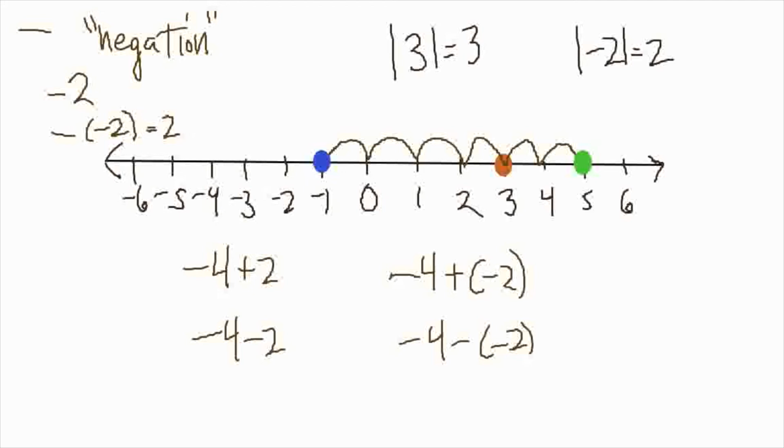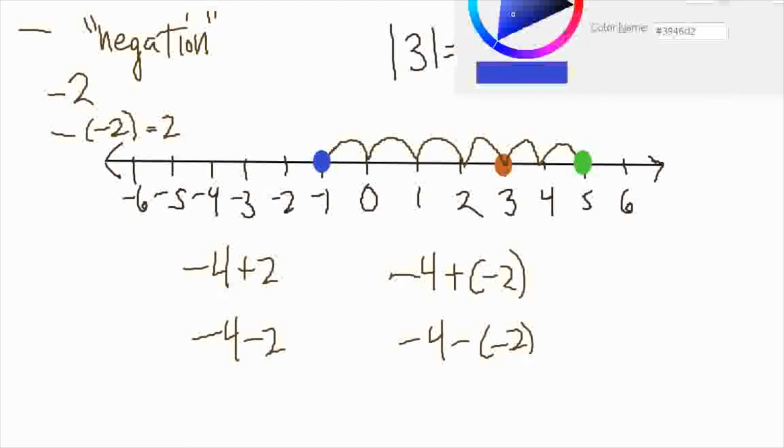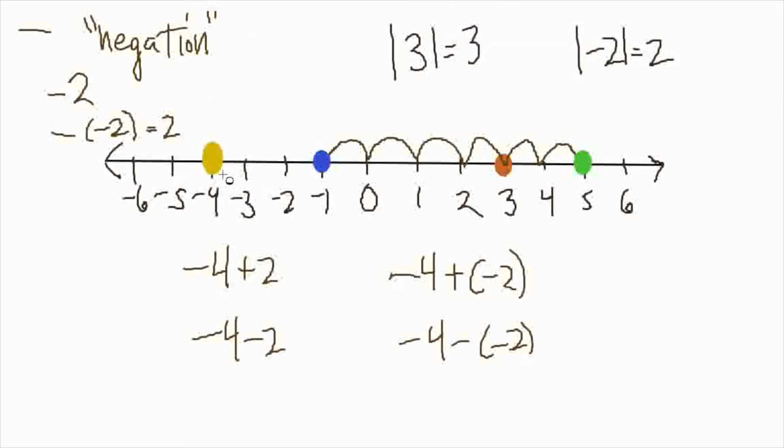All right, so I will work these out now. For each one, the first number is a -4. So I am going to put a yellow dot at the -4, and then I'm just simply going to hop in whatever direction I need to. Okay, so for the first one, -4 plus 2, I take 2 hops to the right, and so I end up at the -2, so that's the answer to that one. On the one below that, I take 2 hops to the left, and I end up at the -6, so that's the answer to that one.